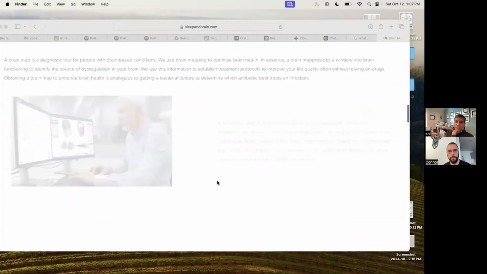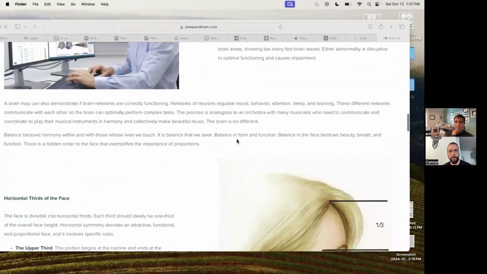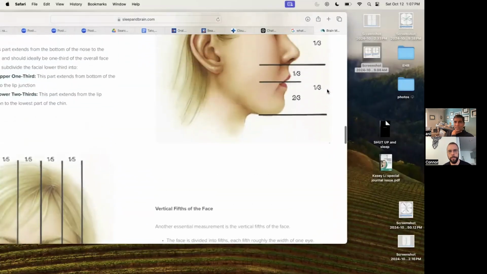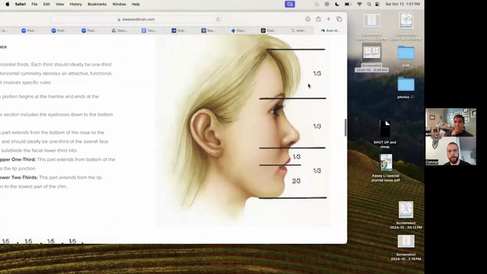So we do the brain map, we draw an EEG, right? And there's a hidden order to everything. For instance, the face. You're well aware of this, right? From the hairline to the eyebrow to the nose to the chin, it should be 1/3, 1/3, 1/3. The lower third should be 1/3, 2/3, further divisible. A line from the forehead should hit the chin. And when you have it, you have good form.